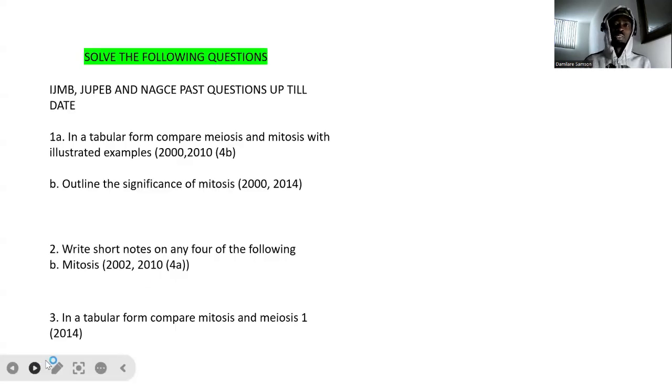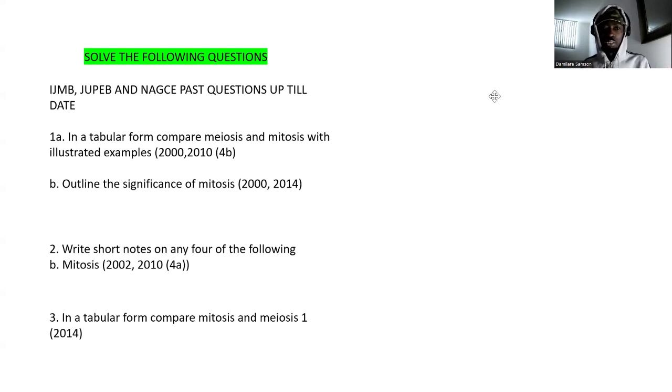And lastly, these are some of the questions that have been asked before under this very topic. So I want you to take note of them and go through them. That's why I said you should have your jotting pads and everything. You write it out the way you want to answer your question if they ask it. Very good one. They said, in a tabular form, compare meiosis and mitosis with illustrated examples, meaning differentiate between mitosis and meiosis. What are the similarities? What are the differences between them? So you give similarities and differences in tabular form.